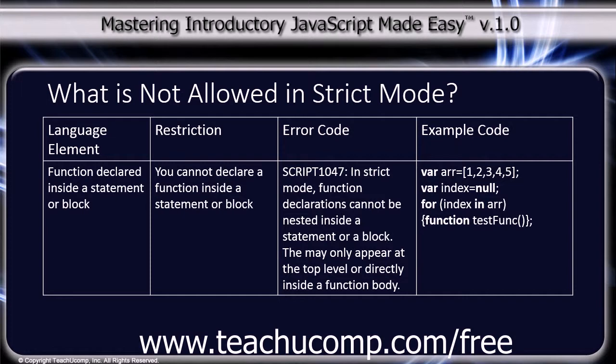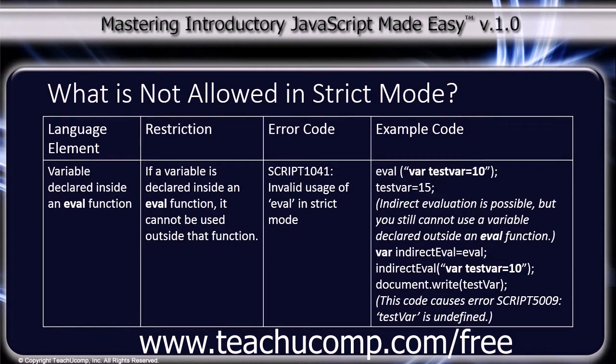Function declared inside a statement or block. The restriction is you cannot declare a function inside a statement or block. We'll throw error code script 1047. In strict mode, function declarations cannot be nested inside a statement or a block. They may only appear at the top level or directly inside a function body. Under the example code, you can see the function is called inside of a for loop and will not work.